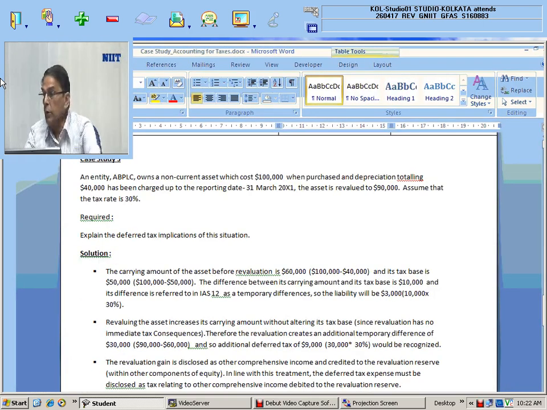So the carrying amount of the asset before evaluation is 60,000, which is 100,000 minus 40,000. No problem about that. 100,000 was the historical cost. 40,000 is the accumulated depreciation. So the carrying amount of the asset before evaluation is 60,000.